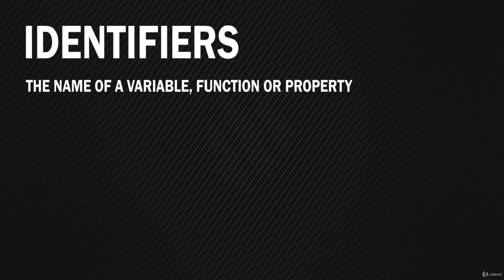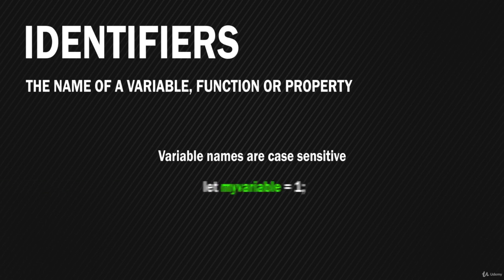You also need to be aware that variable names are case sensitive. This means that if we define a variable called myvariable all lowercase, and we make that equal to 1, and we do the same thing with another variable, but we use camel case, and we assign that the value 2, these are two distinct variables. They're not equal to the same thing.